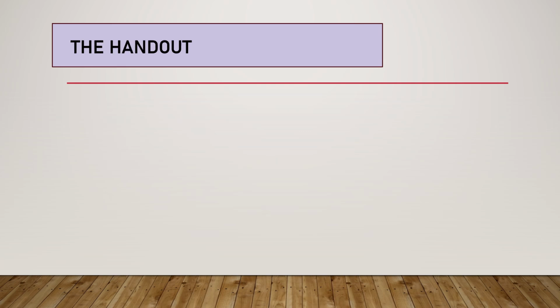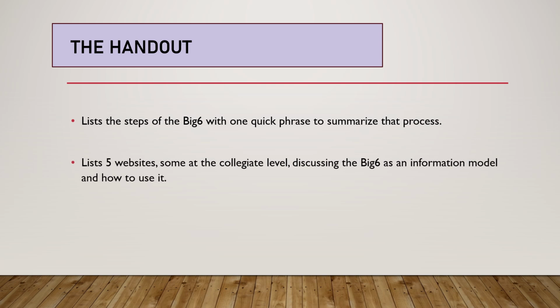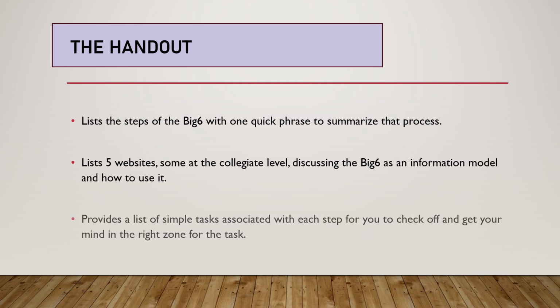Okay, so the handout you'll receive has got a few things on it. It has the steps of the Big 6 and a corresponding quick phrase. Like step 1 is your research question, something that quickly summarizes the step so that you can refer to it quickly in your mind. There's also 5 websites, some at the collegiate level, that are discussing the Big 6 as an information model and how to use it with some extra resources. That collegiate level is very helpful because if you are thinking of going to college after you leave us here, then it's good to get familiar with collegiate level sources and their websites as well. And then it also provides a simple list of tasks associated with each step that you can check off just to make sure your mind is in the right spot for that task.